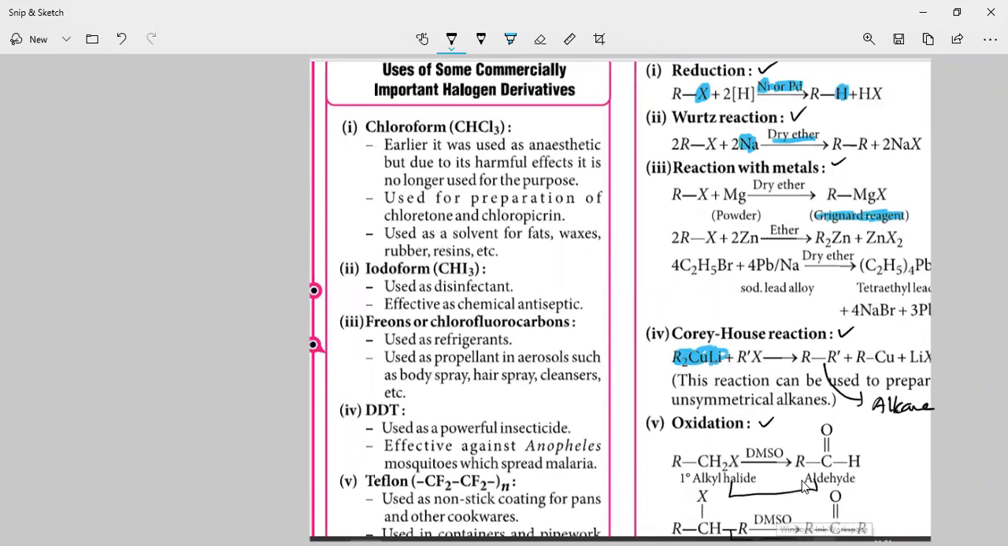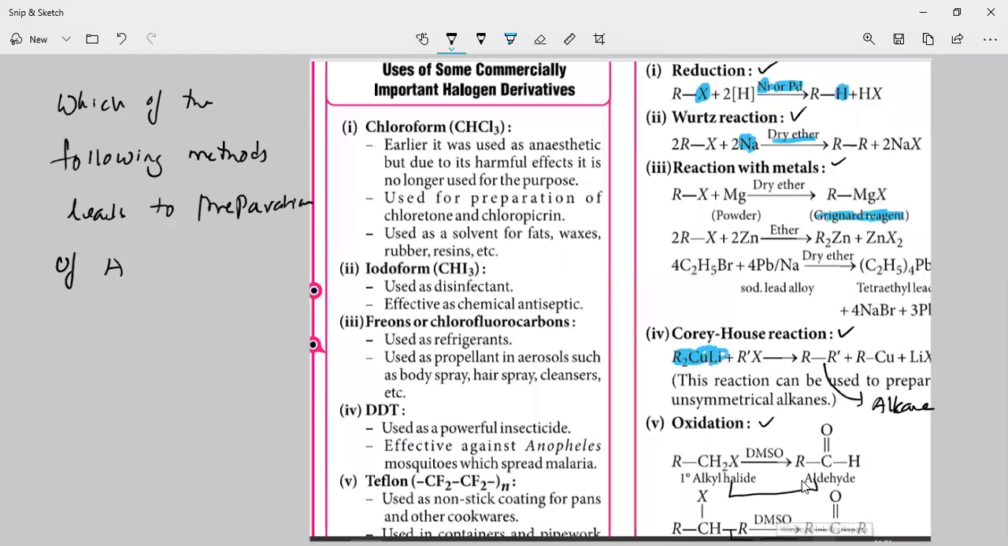Okay. So here in the examination, how will the question be asked? Which of the following methods leads to preparation of alkanes from alkyl halides? So in the examination, they will ask like this. By how many methods can we prepare alkanes from alkyl halides?